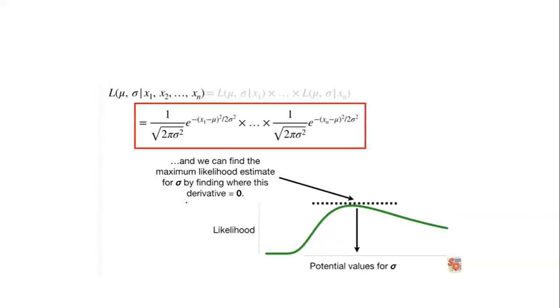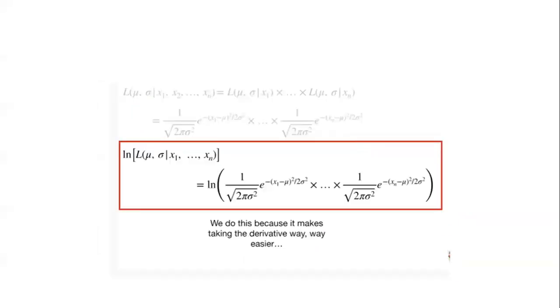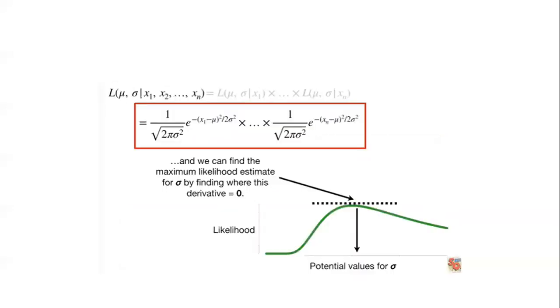Okay, so this is what we are going to do. We are going to take two derivatives. The first derivative will be with respect to mu, considering sigma as constant. The second derivative will be with respect to sigma, considering mu as constant, right? But before taking the derivative of this equation directly, we are not going to do that. Rather, we are going to take the derivative of the log of this equation.